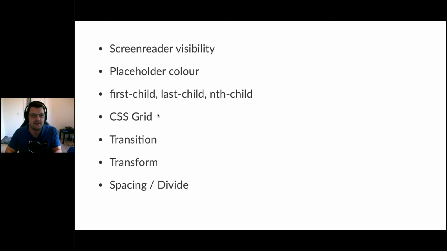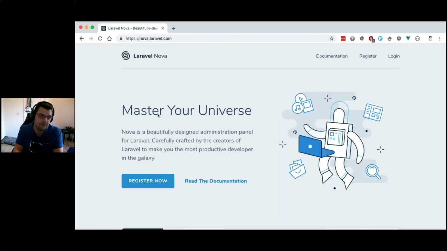Some of the newer stuff, which has been quite exciting, has pretty much all come since 1.0. Screen reader visibility, so classes like sr-only and not-sr-only to show and hide things in a screen reader compatible way. Setting colors on placeholders, first child, last child, nth child selectors, which is pretty cool. CSS grid, everybody always wanted CSS grid. There's a CSS grid implementation in Tailwind now. Transitions and transforms, and space and divide, which is something I love, but got added in the last but one release. I was pulling in a plugin for that for a long time, which is now part of core, which is pretty awesome. And all of these things and more get generated from a single customizable configuration file that we'll see.